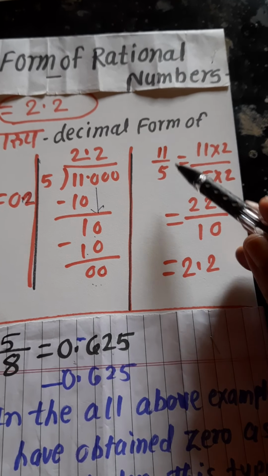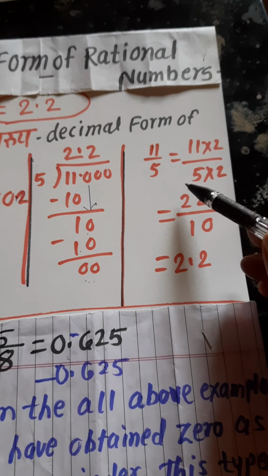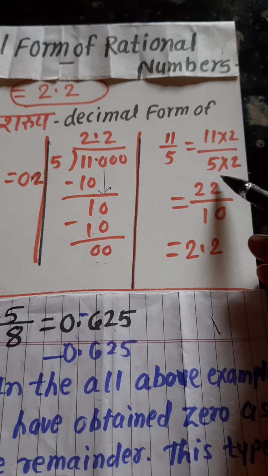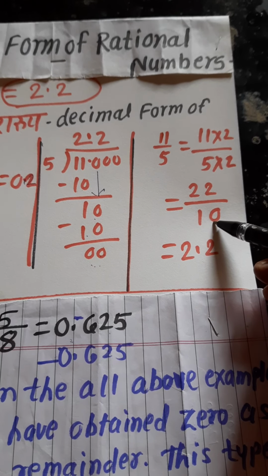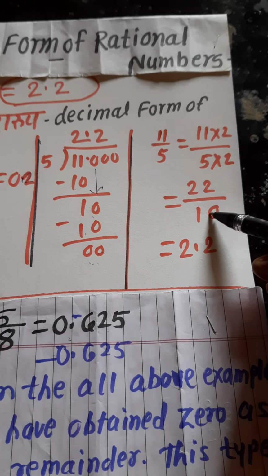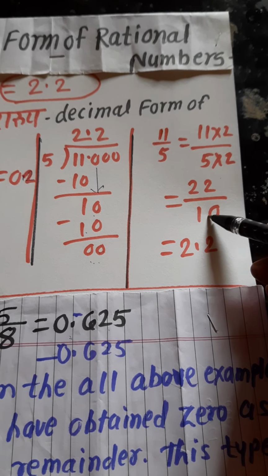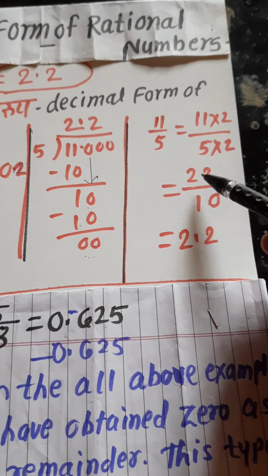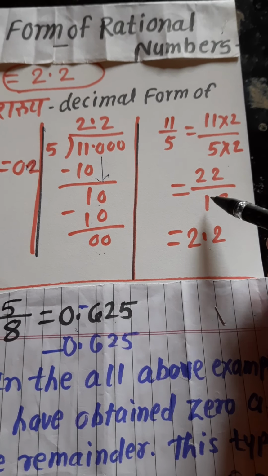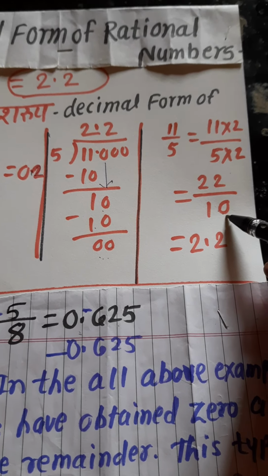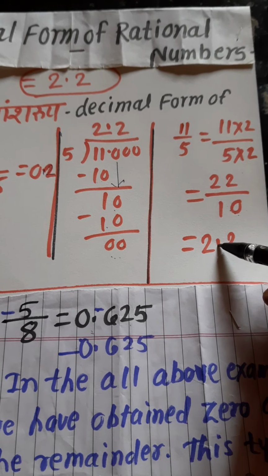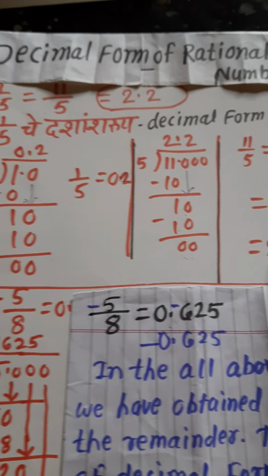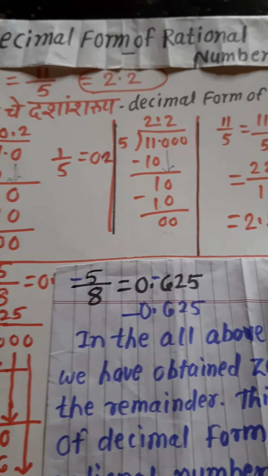Then the third way: 11 upon 5, I have given numerator and denominator. I transform the denominator into 10, that is 5 into 2 is equal to 10, so I will multiply the numerator also by 2. 11 into 2 is 22, then we put the decimal point: 2.2. And this is the decimal form of 11 upon 5, that is 2.2.